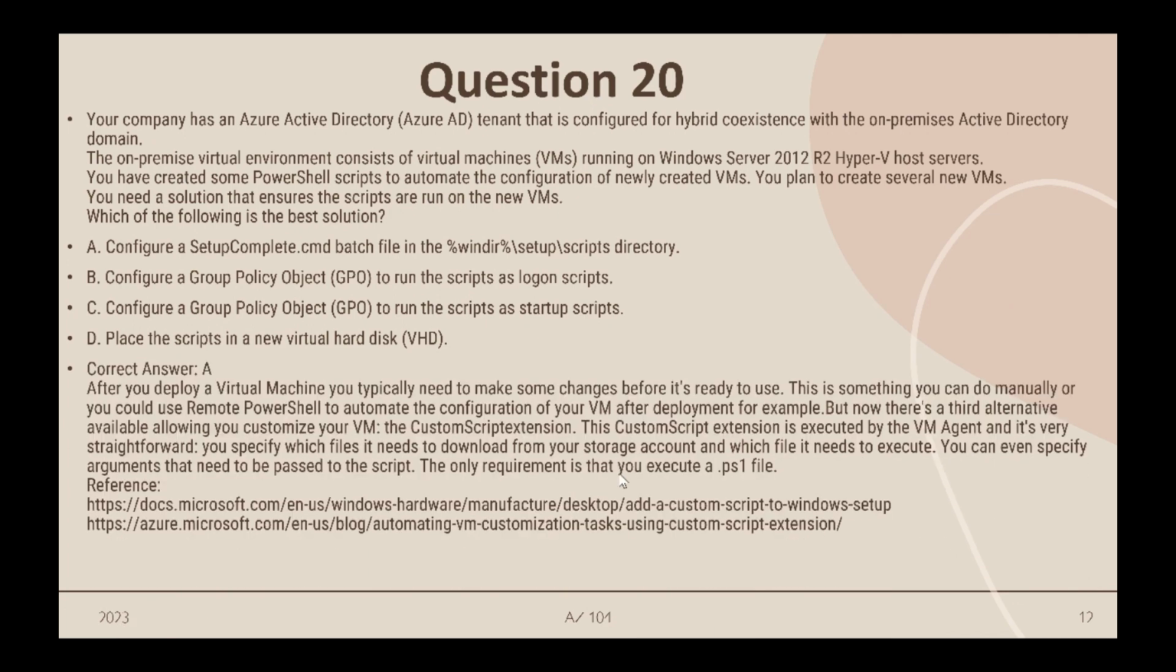Configure a SetupComplete.cmd batch file in the given directory. So after you deploy a VM, you typically need to make some changes before it's ready for use. This is something you can do manually, or you could use remote PowerShell to automate the configuration of a VM after deployment, for example. But now there's a third alternative available, allowing you to customize your VM: the custom script extension. Okay, and I will leave the references. You can check out the references for the explanation of these answers.